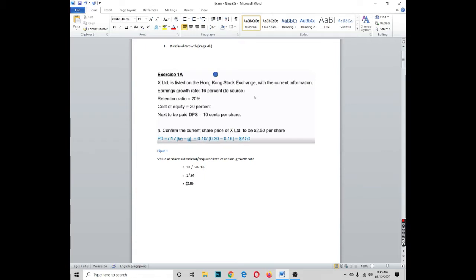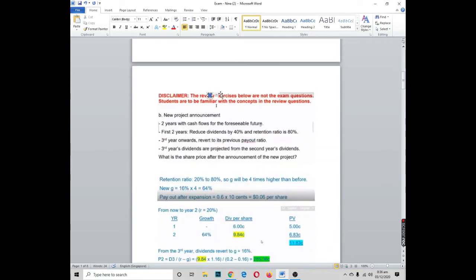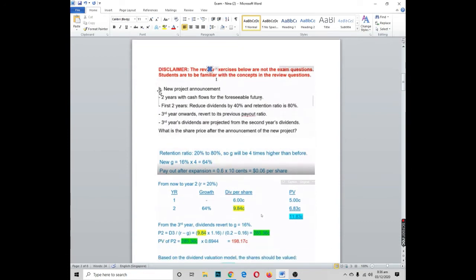If X Limited company offers 10 cents per share as a dividend with 16% constant growth, then the share price today is $2.5 according to the dividend constant growth model. So here is the solution of point A. So we move forward to the next point B. Point B is related to point A.